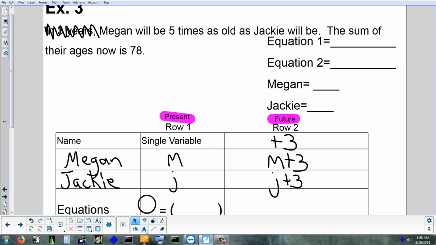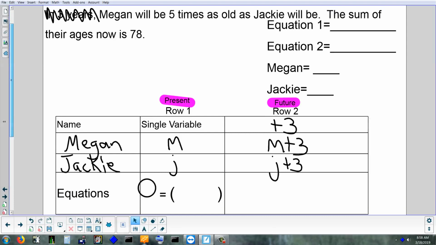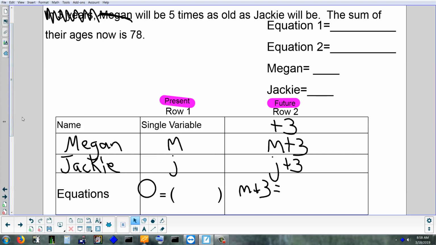So we see Megan first. What are we going to write? M plus 3. We're talking about in 3 years, so where I see Megan, it's going to be M plus 3. Megan, gone. Jackie, will be. What does that mean? Equal. Is, was, will be all mean equal. I'm just going through piece by piece. Again, in 3 years it said, so Megan in 3 years is M plus 3. I just wrote that. Will be is equals. I just wrote that, I don't need that.